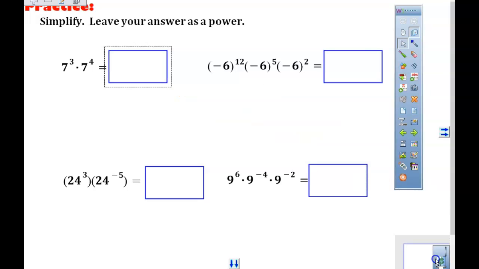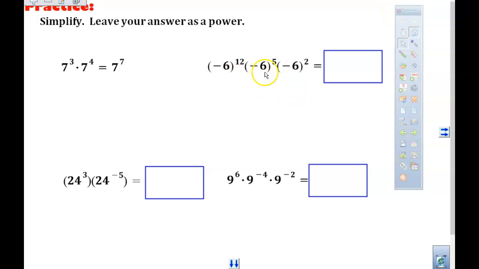7 to the 7th, I agree. If I'm looking at the next one, key thing is I'm looking at that one, Morgan, going to have what? To the what power? 19. And you have to have the parenthesis. Why do I need the parenthesis?